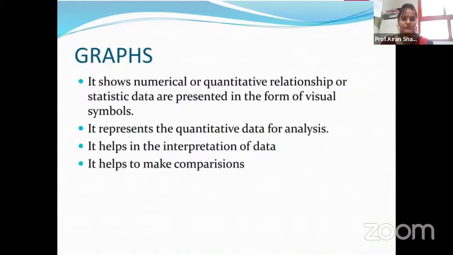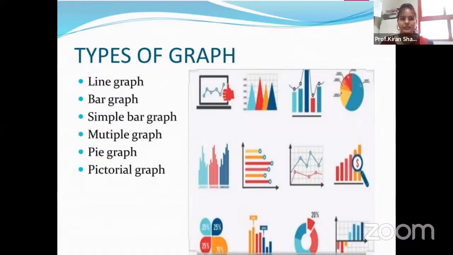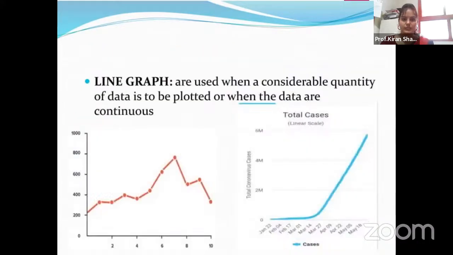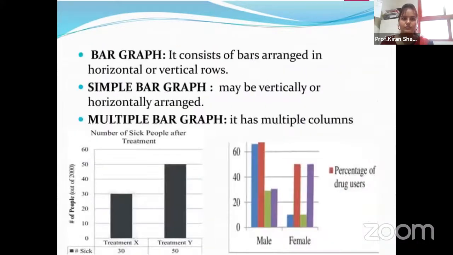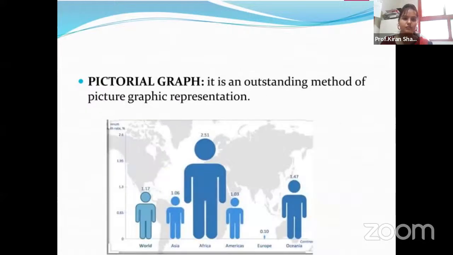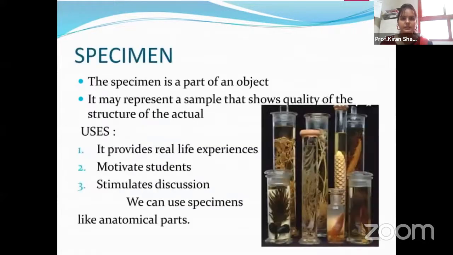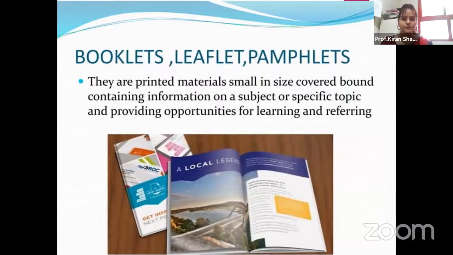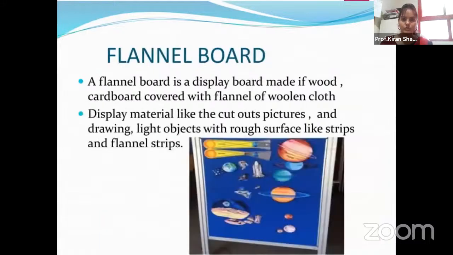With charts come graphs, different types of graphs: line graphs, bar graphs, simple bar graphs, multiple bar graphs, pie graphs, and pictorial graphs. These are line graphs, bar graph, simple bar graph, as well as multiple bar graph. This one is a simple bar graph and one is multiple. This is a pie chart, pictorial graph. Then specimens, booklets, digital pamphlets, panel boards.